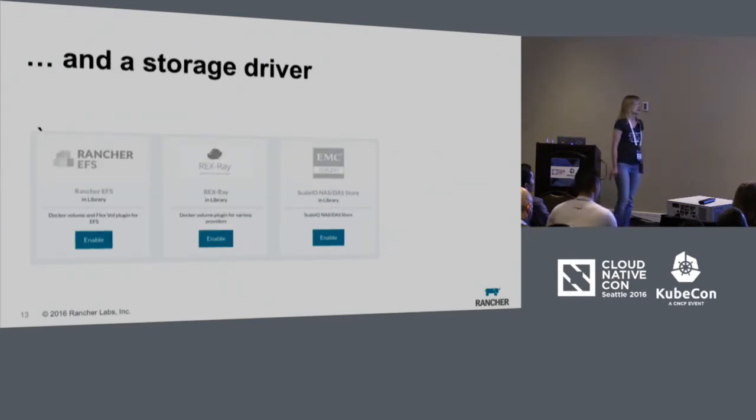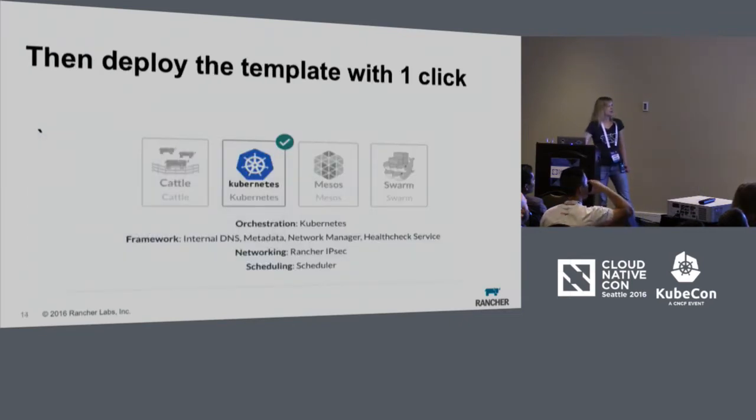After the CNI driver is picked, it's time to pick a storage driver. It's either Rancher EFS or X-Ray, which can actually be deployed as a flex volume plugin for Kubernetes. And again, we are working on adding more pluggable storage drivers to the Kubernetes setup. Once all this is picked, the template gets deployed with just one click.